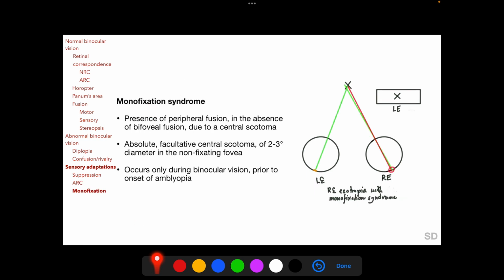Monofixation syndrome is the third pattern of sensory adaptation to strabismus and is defined as the presence of peripheral fusion in the absence of bifoveal fusion due to a central scotoma. And this central scotoma is an absolute facultative central scotoma of 2 to 3 degrees diameter in the non-fixating fovea. Like suppression scotoma, the central scotoma of monofixation syndrome occurs only during binocular viewing. So when one of the eyes is closed, the central scotoma of monofixation syndrome disappears.